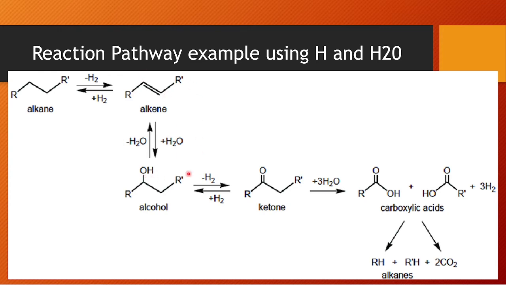If we go the backwards way, so start from here, from a ketone, we're adding H2, so this is our reduction reaction to get alcohol. From the alcohol, we're minusing the H2O, so that would be a condensation reaction. And then from the alkene to the alkane, we're adding H2, so that would also be a reduction reaction or an addition reaction. Does that make sense?